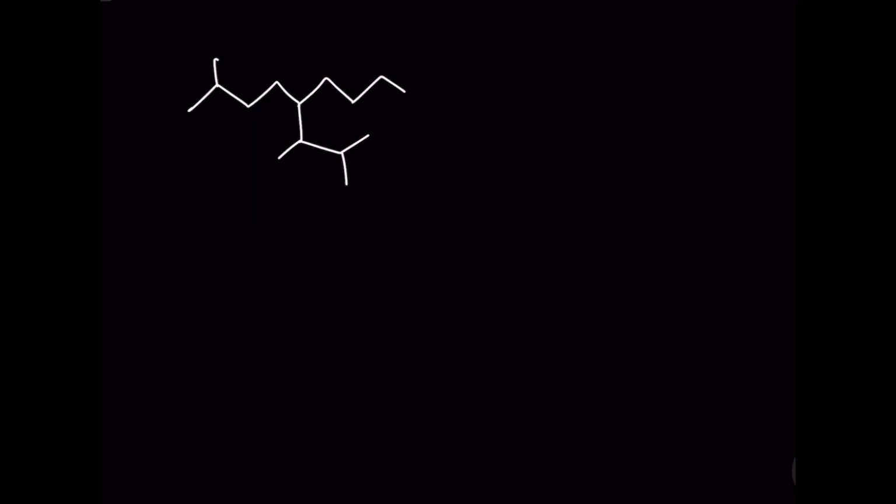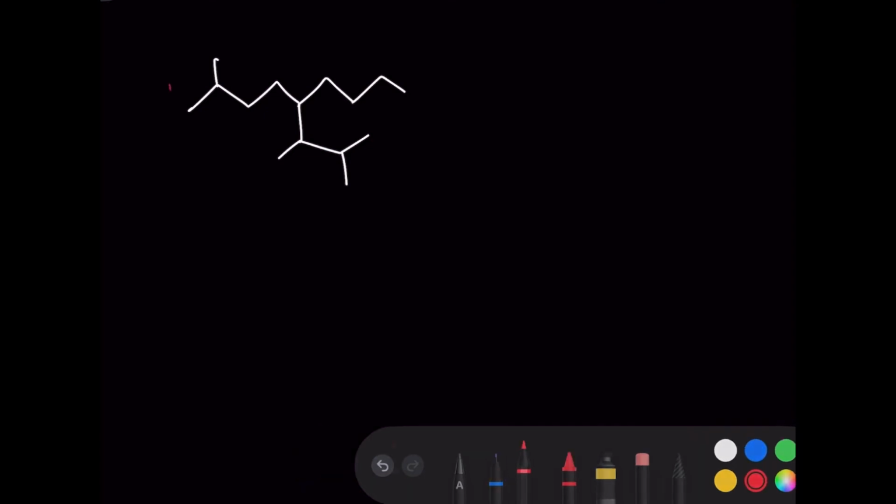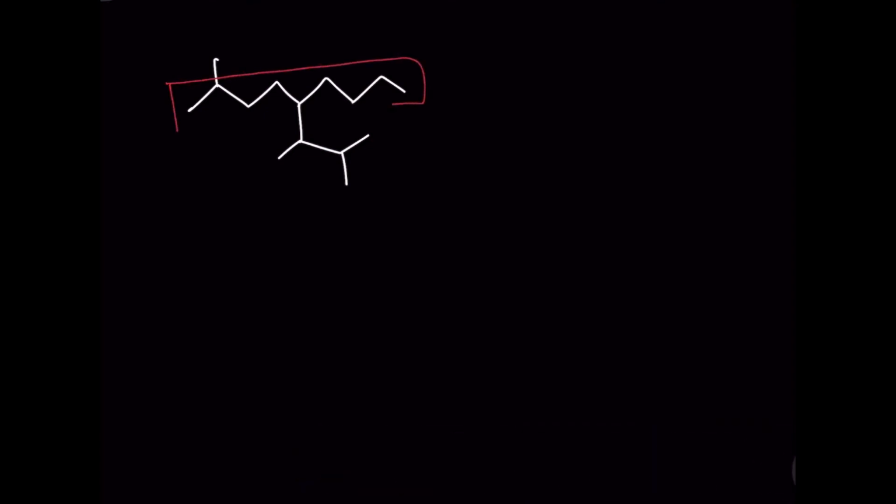Let us look at one more example. Let us figure out the IUPAC name for this molecule. In this case, our long continuous carbon chain is obviously this one, because that has 9 carbon atoms. So, number it 1, 2, 3, 4, 5, 6, 7, 8, 9.